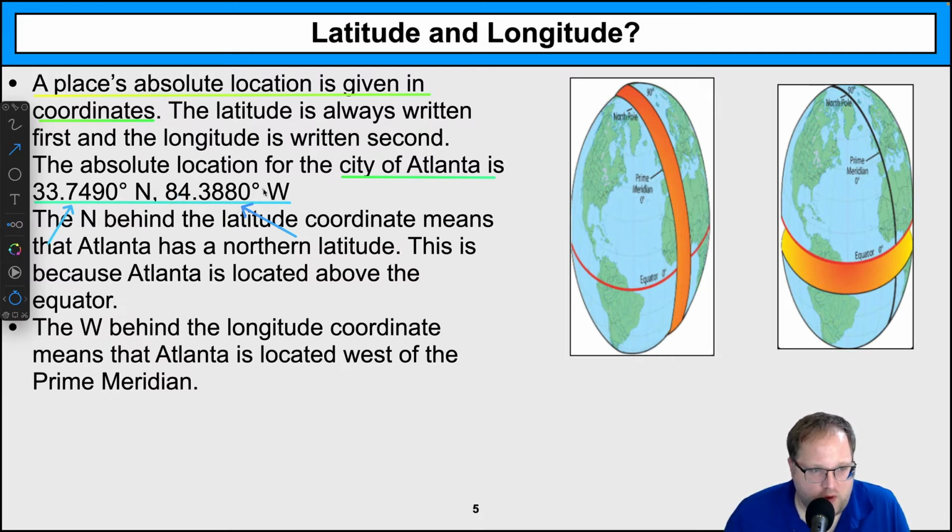This number right here would be your longitude, and it has a W behind it. If I look at the prime meridian, this right here would be the eastern hemisphere, and this over here would be the western hemisphere. Because Georgia and the city of Atlanta is west of the prime meridian, you're going to have a W behind that number, and that lets us know that it has a western longitude.